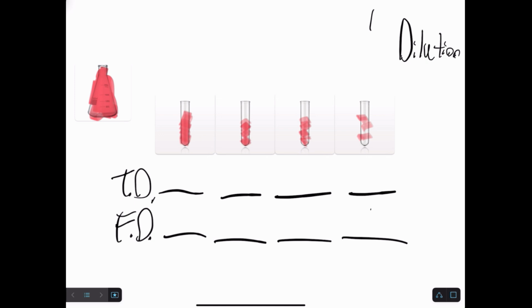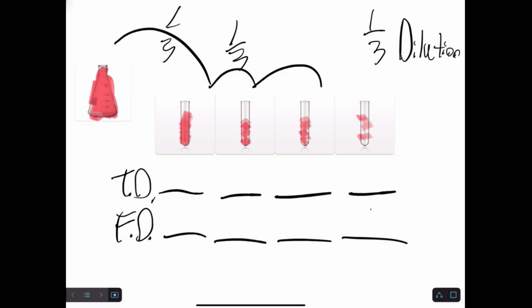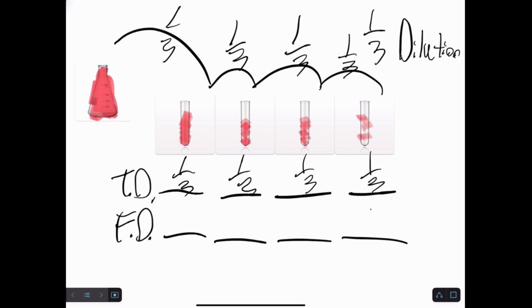This is our 1/3 dilution, or a threefold dilution. For our total dilution, we just want to take a third of this, a third of this, a third of this, and then a third of this. For our first dilution, we take a third of the initial concentration. For our next one, we take a third of the first test tube, so that's another third, and so forth. Whatever you have up here is your total dilution.